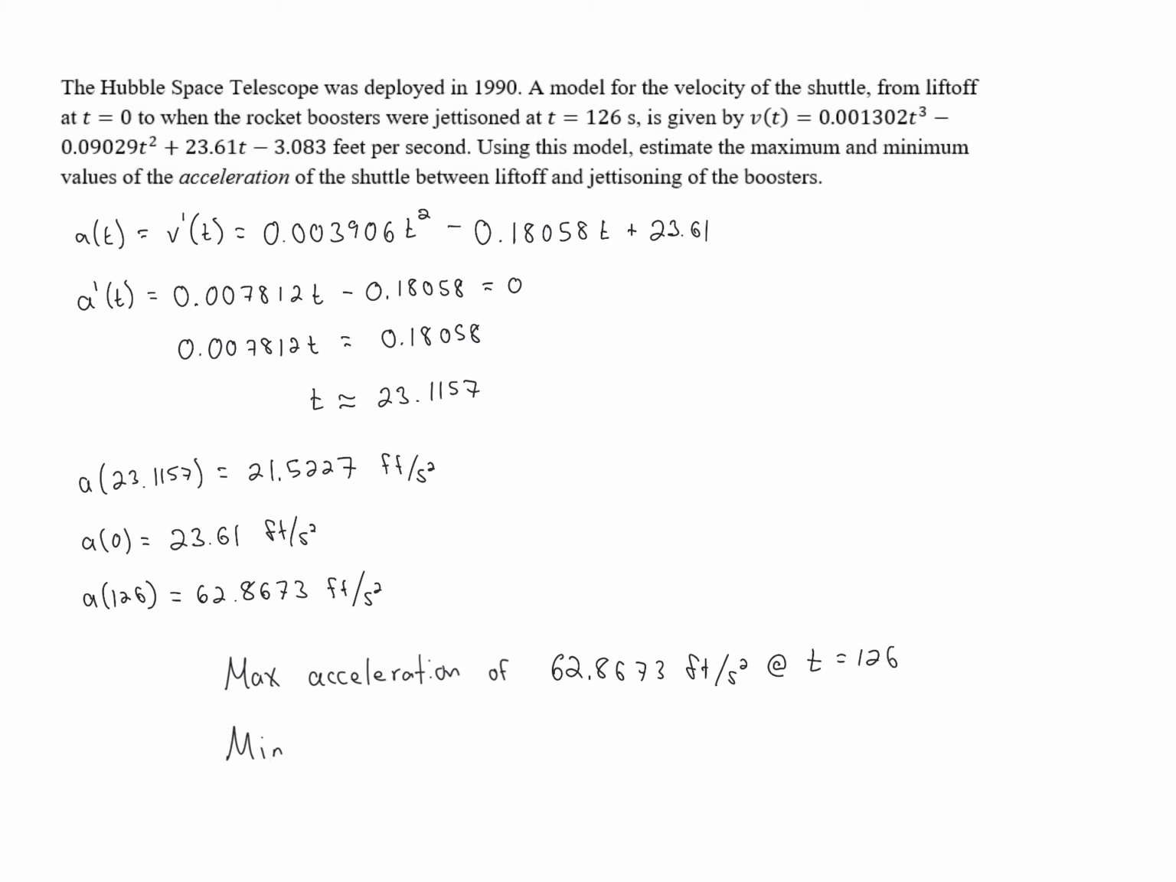And we have a minimum acceleration of 21.5227 feet per second squared at time t approximately equal to 23.1157. And NASA or SpaceX, if we're looking at an example today, would use this information to determine how much stress all of the things on that telescope and on that rocket are going to be undergoing, and to make sure that everything is stable for that launch.